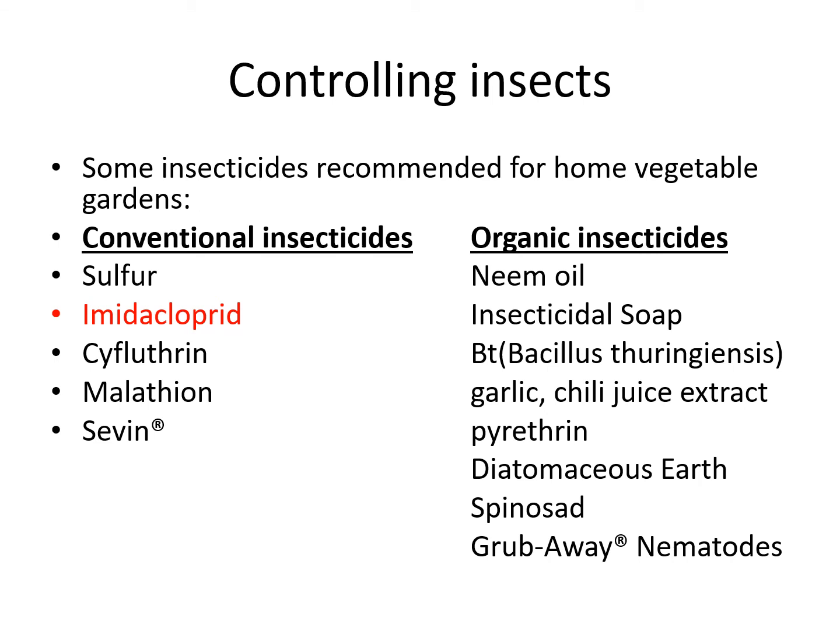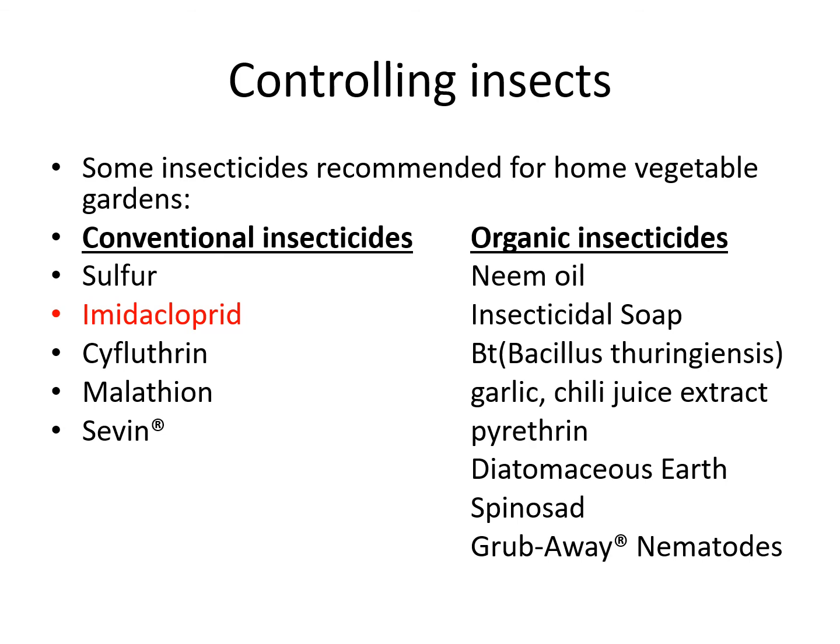All right, so here's some insecticides that you can use around the home vegetable gardens. Here's some conventional insecticides. That's sulfur, which is considered an organic, so it's not going to hurt anything. The imidacloprid, you can use that, but it's a little rough on our bee population, so I don't recommend that one. That's why it's in red, but you can use it. Cyfluthrin is a good one, and of course the old standbys that's been around for years and years, malathion and Sevin. And you can get Sevin in liquid, or you can get it in dust form.